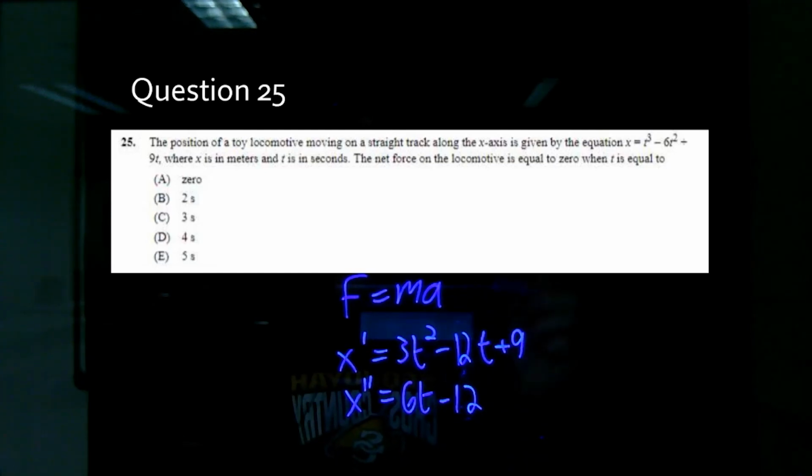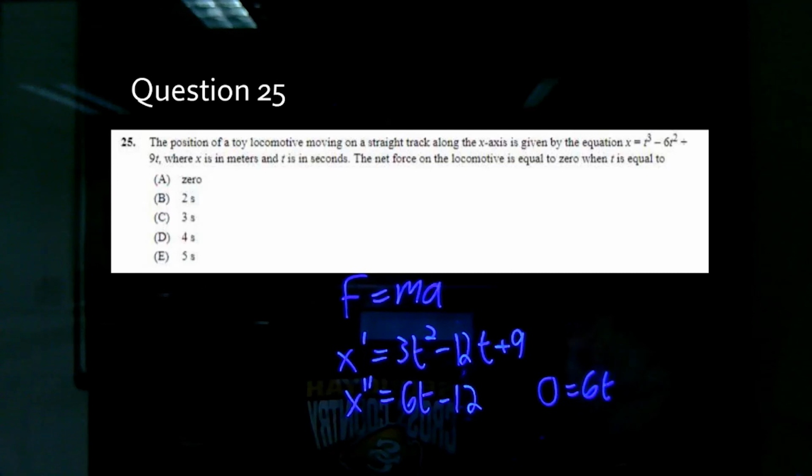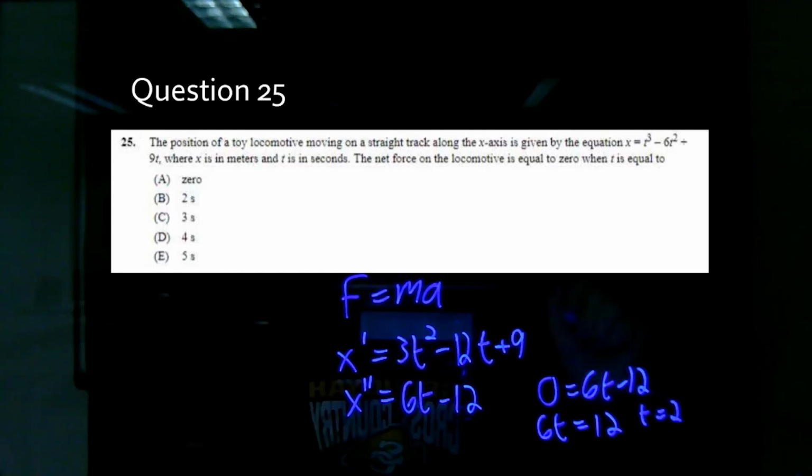And therefore, we take the two derivatives, the first being velocity, x prime equals 3t squared minus 12t plus 9, and the second, x double prime, being the acceleration, equal to 6t minus 12. So all we have to do now is set x double prime equal to 0 and find that 6t equals 12, so therefore t is equal to 2, which would be B.